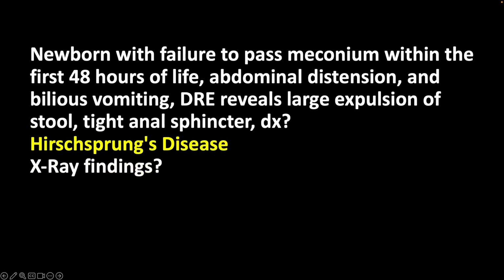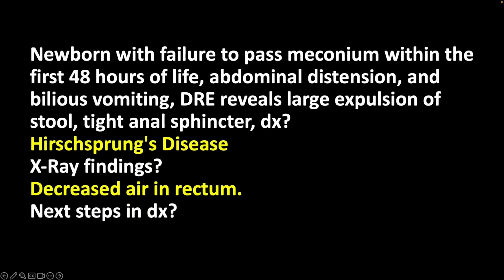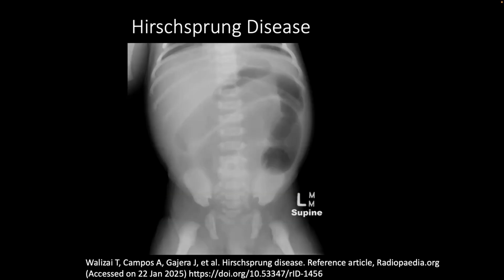What X-ray findings would you see? You'd see decreased air in the rectum. And what's the next steps in diagnosis? Suction rectal biopsy. Here's an example of Hirschsprung's disease. So since you get the absence of the ganglion cells of the distal colon and rectum, due to the failure of the neural crest cells to migrate. You don't see any air here.